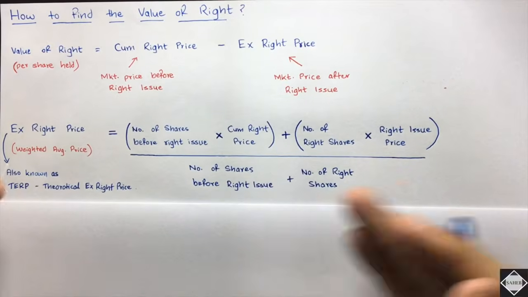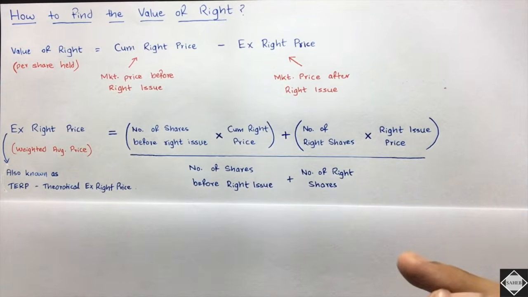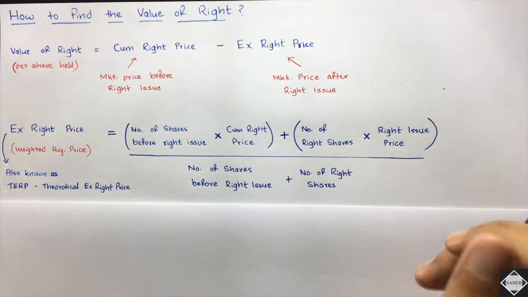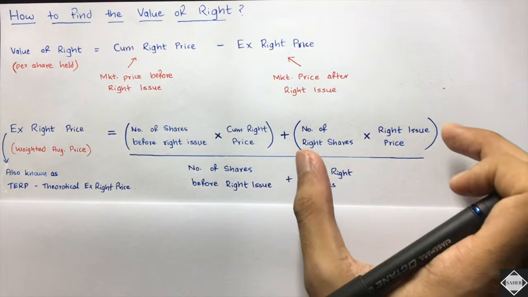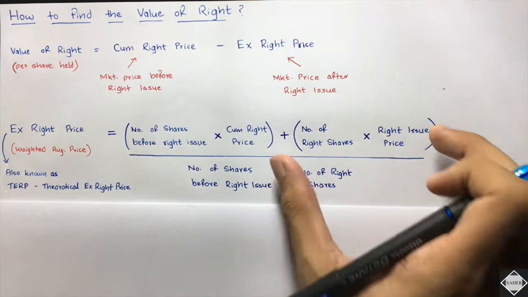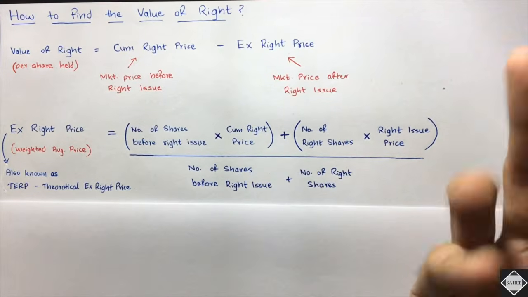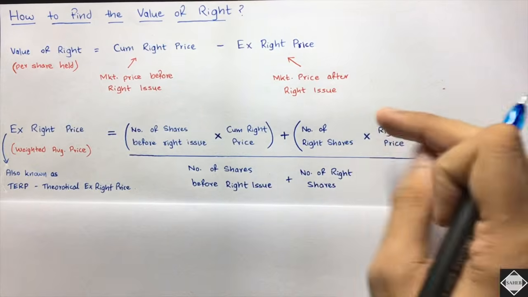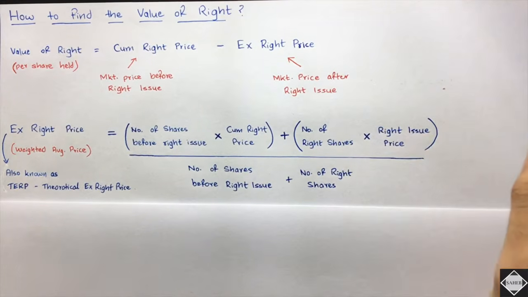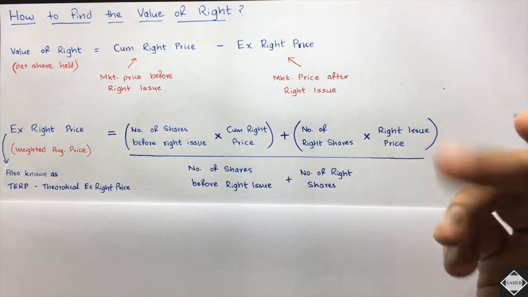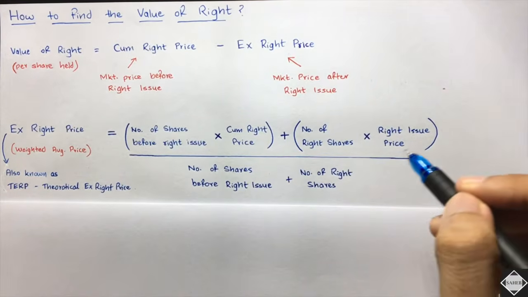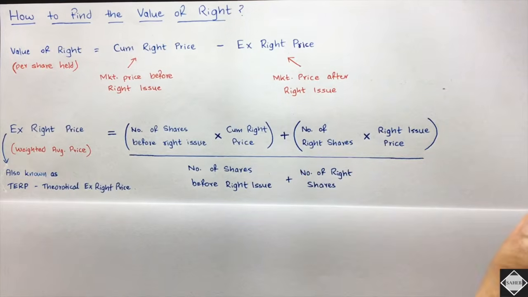And then the cash flow generated from the right issue. This is from the company's point of view. So it is the number of right shares into the right issue price. How will you calculate that? Number of right shares into right issue price. They will announce how many right shares and what right issue price, and it will be given to you in the question. You just multiply that and you will get the cash flow generated from the right issue.